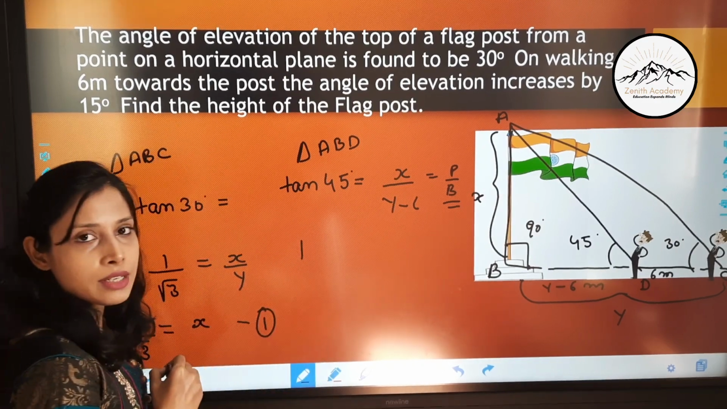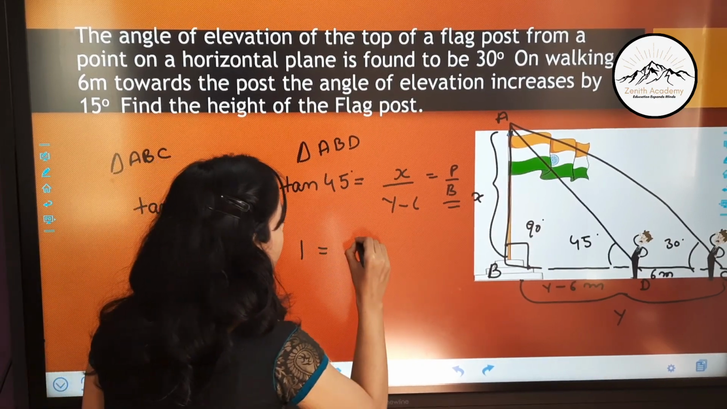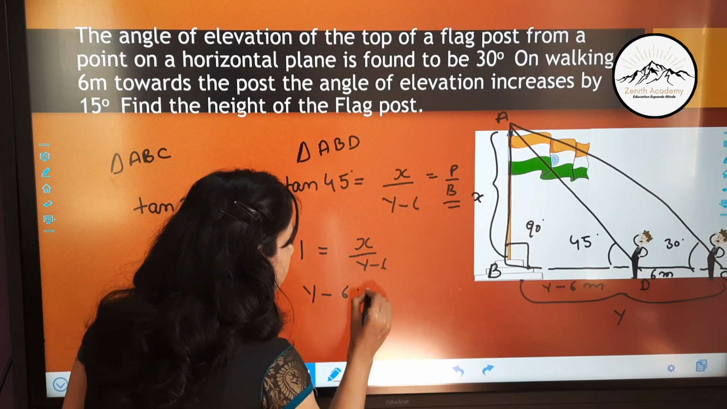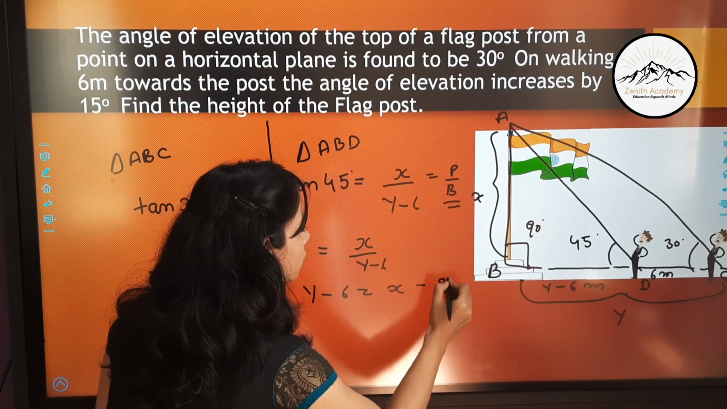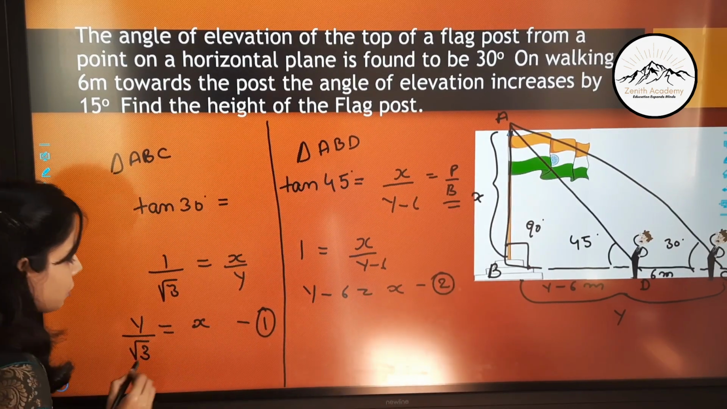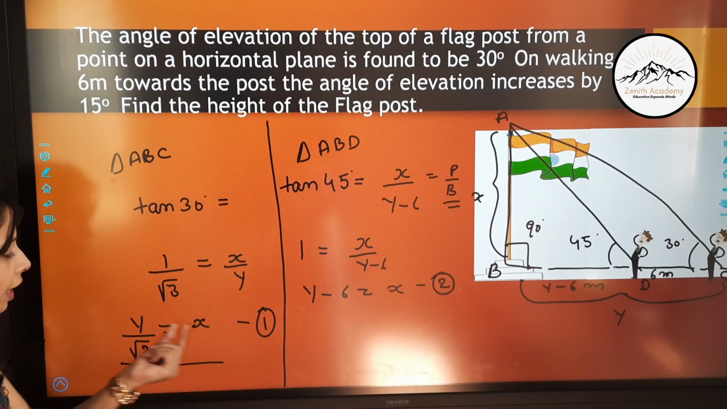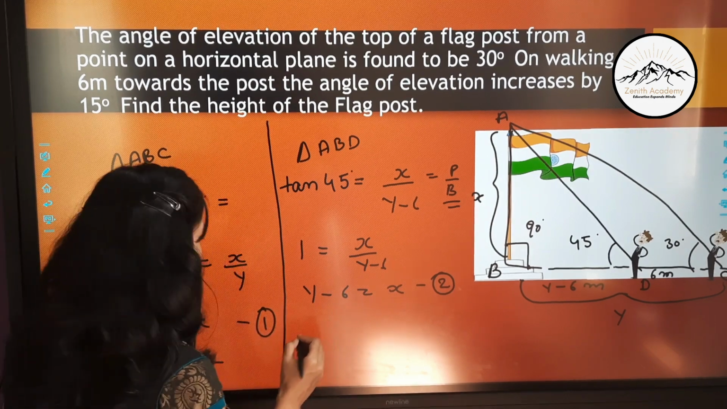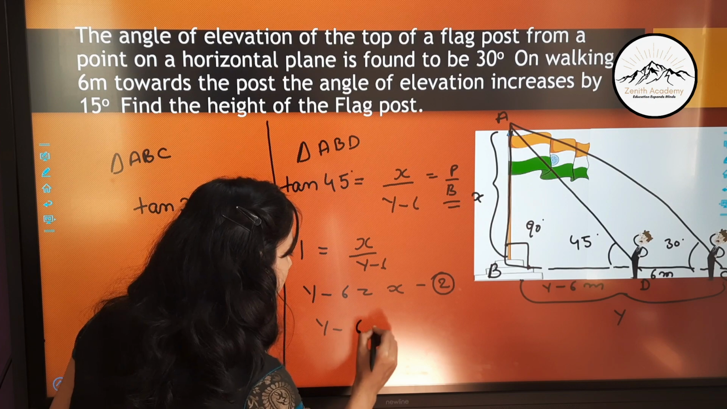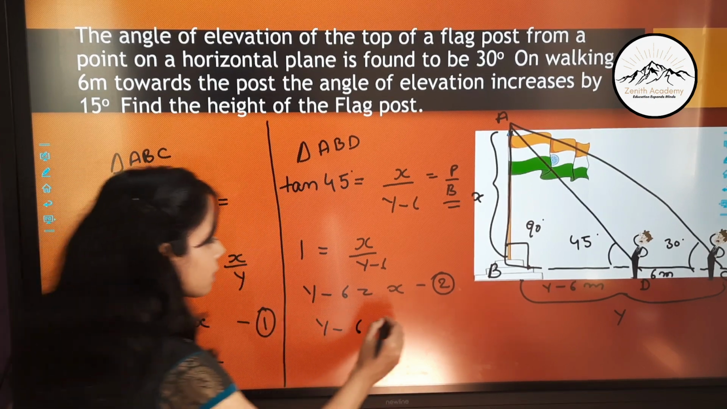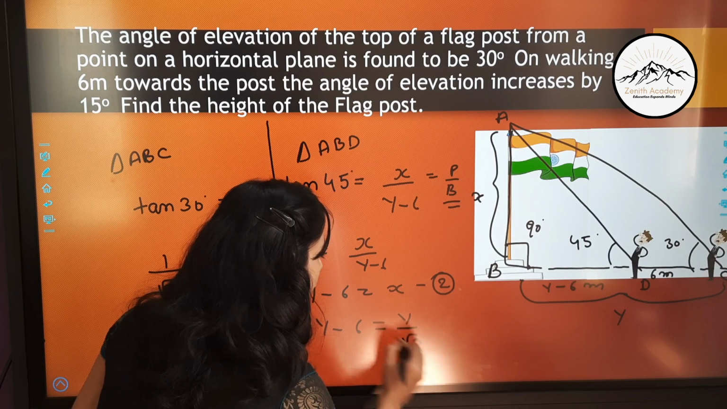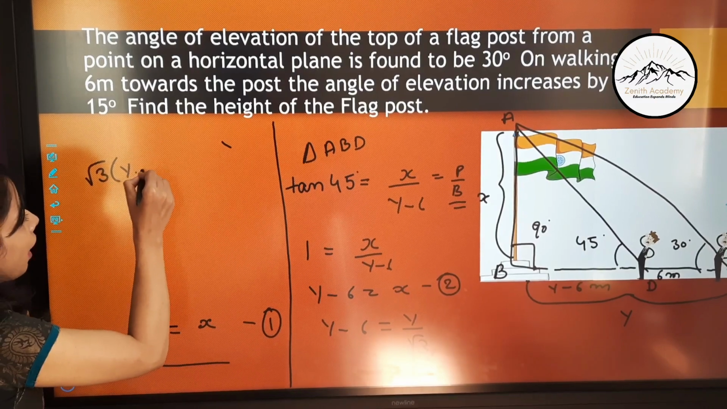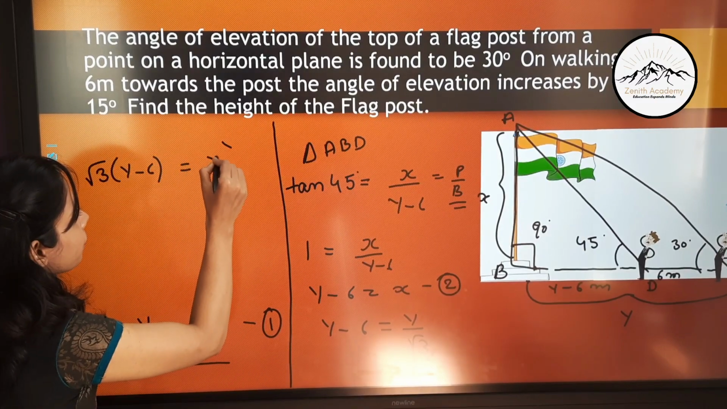Now what is tan 45 degrees? 1 is equal to x upon y minus 6. So this implies y minus 6 is equal to x. Let us suppose this is equation 2. Now in equation 1 we have value of x equal to y by root 3. So we can put this here in equation 2. So x is equal to y minus 6, and the value of x is y by root 3. So now multiply root 3 here. Root 3 into y minus 6 is equal to y.